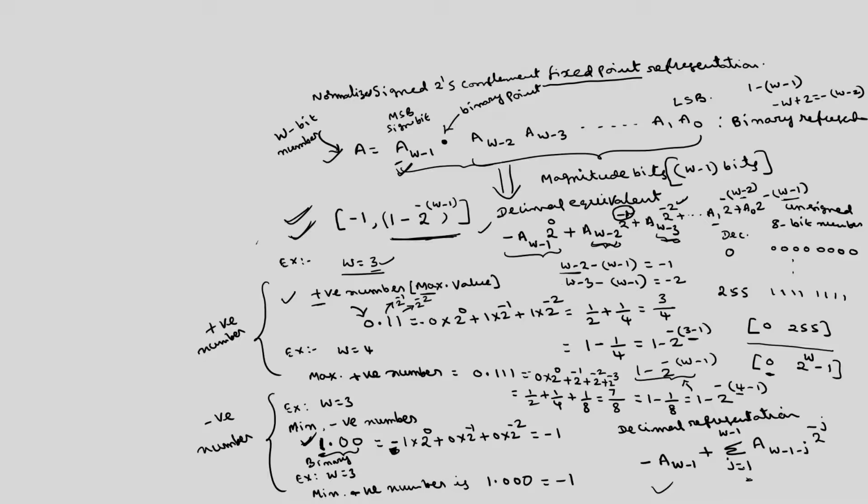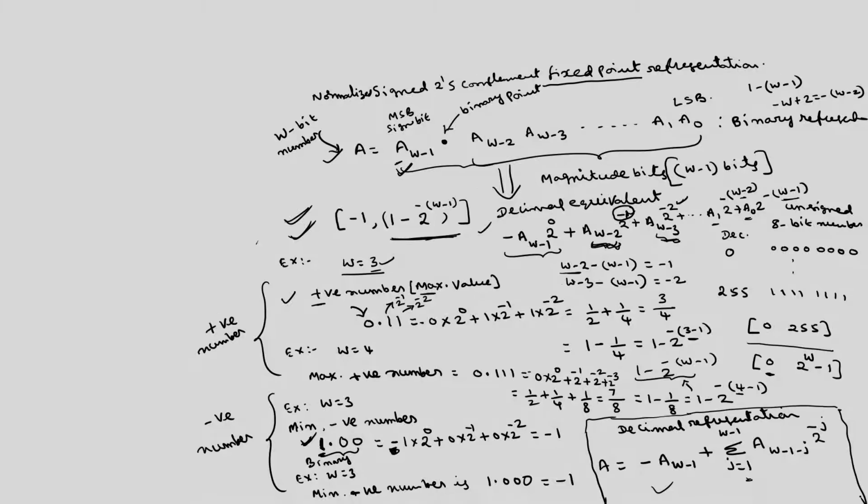Now, for j equal to 1 what happens? This becomes A_{W-2} and the coefficient is 2^{-1}. For j equal to 2, A_{W-3}, 2^{-2}. For j equal to W minus 1, the last one, the W minus 1 gets cancelled, so A_0 and the coefficient is 2^{-(W-1)}. So, this is A in decimal form. This is one of the important representations that we are going to use in the remaining mathematical analysis of this signed 2's complement multiplier. Okay.